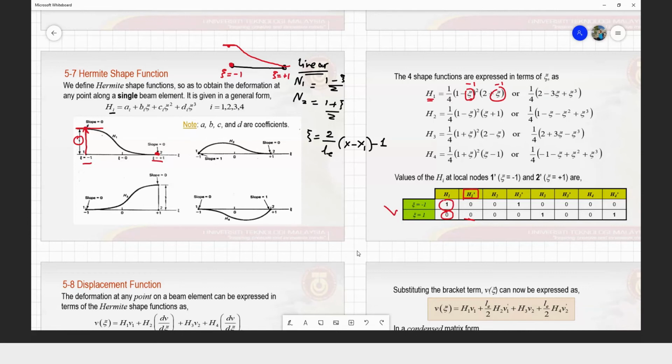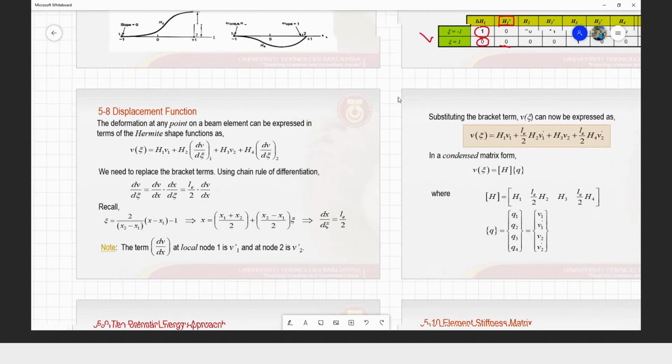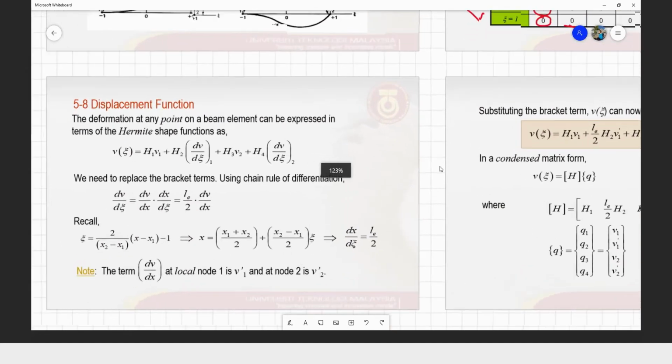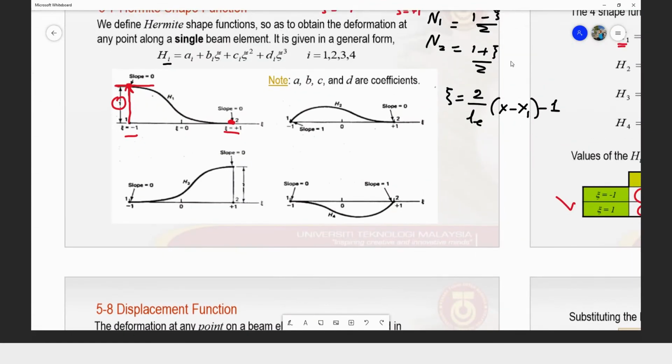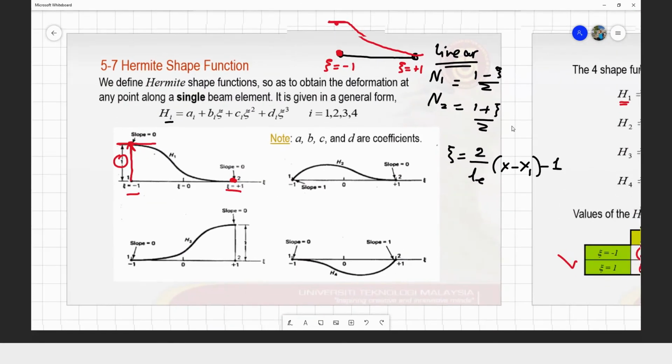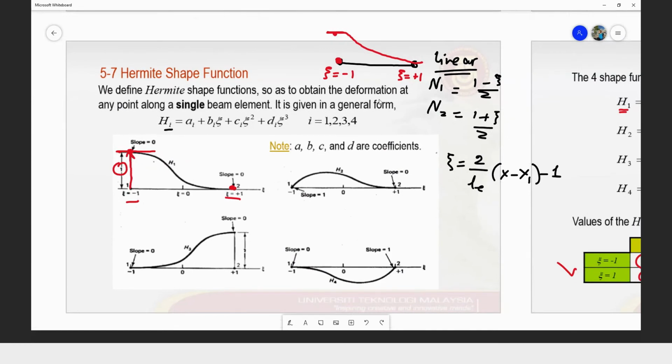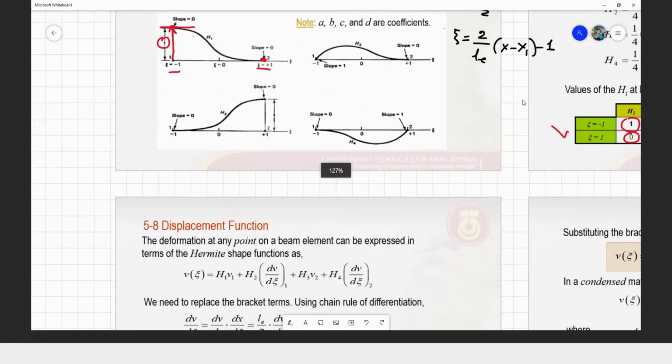Maybe it requires some derivation. We need to know the values of A, B, C and D, the constants in our Hermite-shaped functions. But if you are interested, you can look into it in mathematics, the interpolation functions. We have Lagrangian shape functions, and there are also Hermite-shaped functions. So you can look if you are interested.